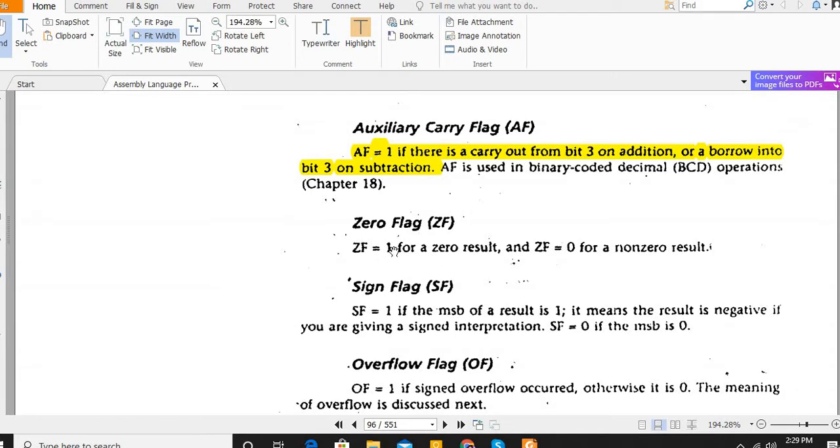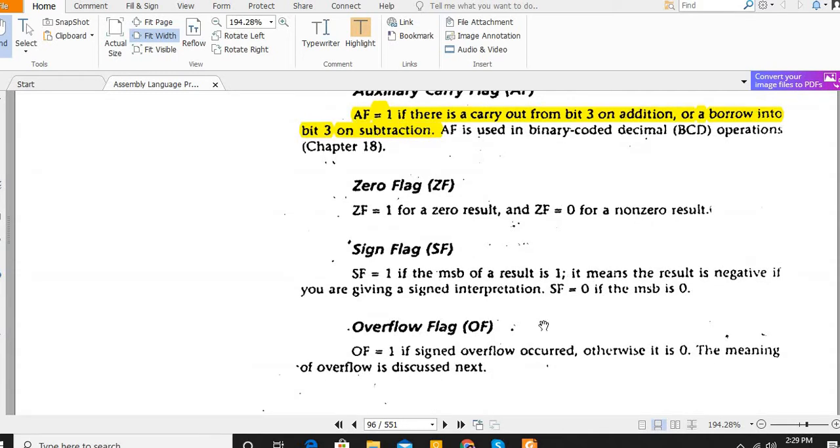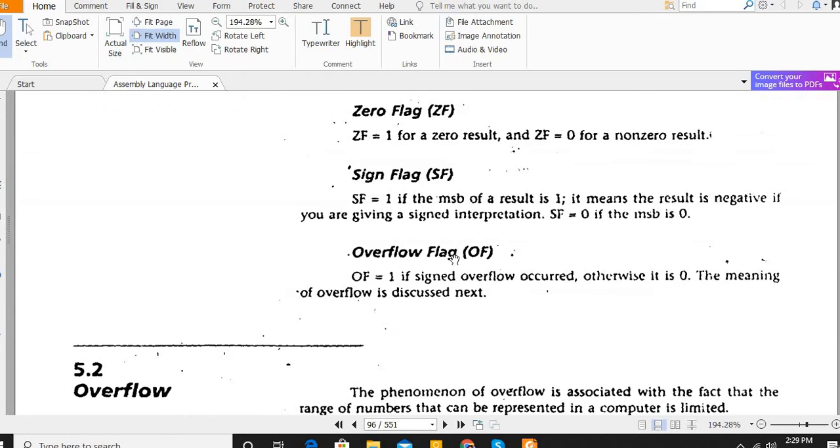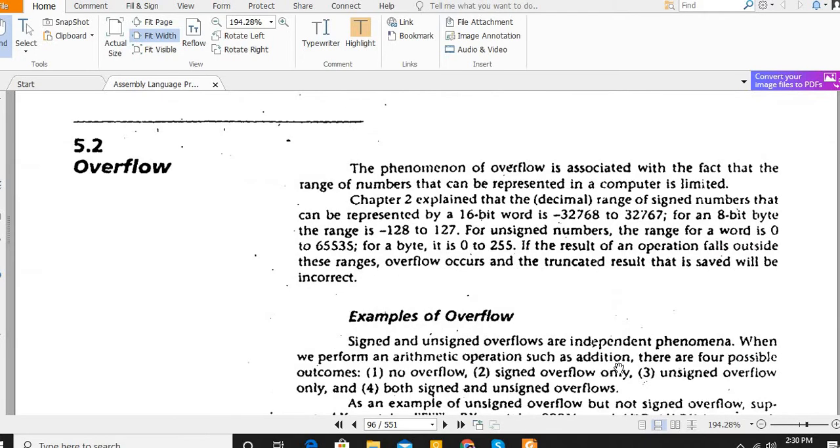For example, the zero flag ZF will be 1 when the result is 0. The sign flag will be 1 when the MSB of the result is 1. Overflow can occur as signed and unsigned overflow. Now we would like to see how the overflow actually occurs.